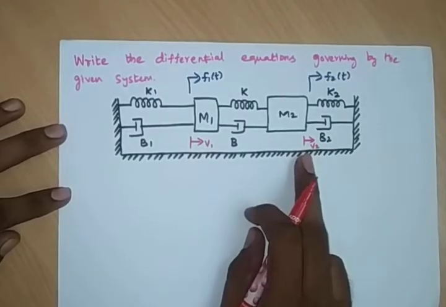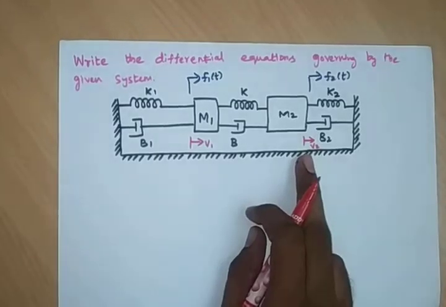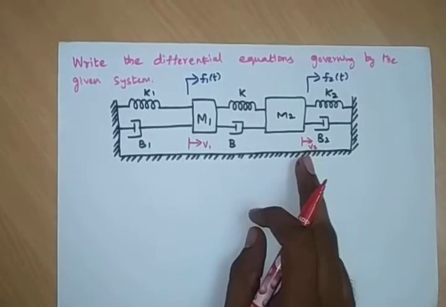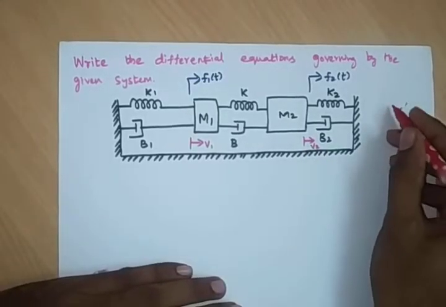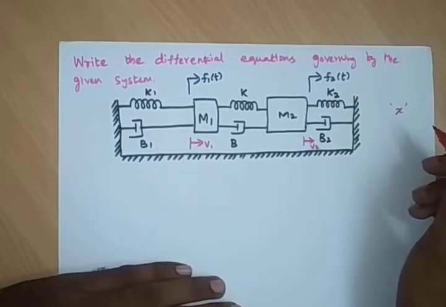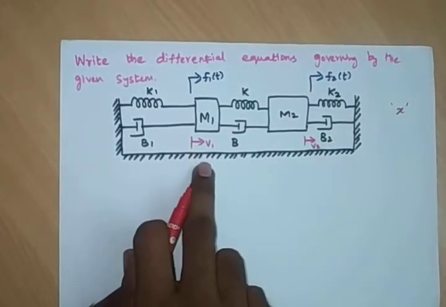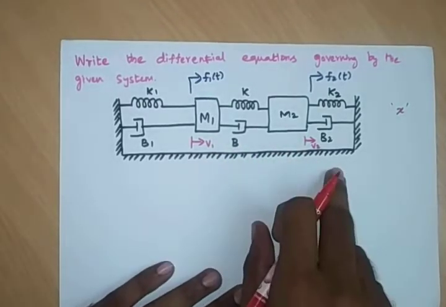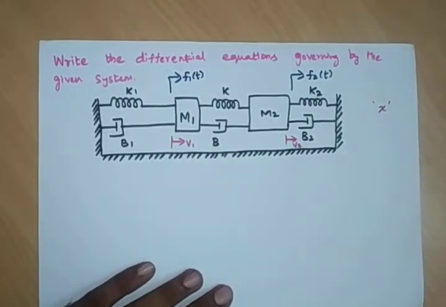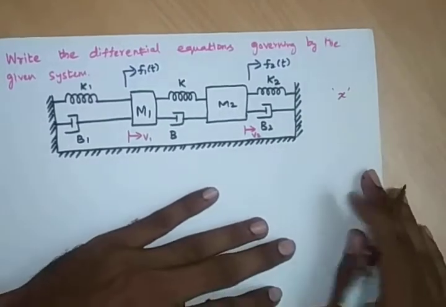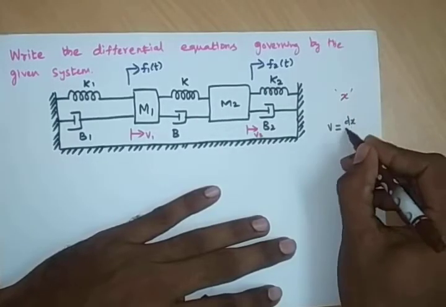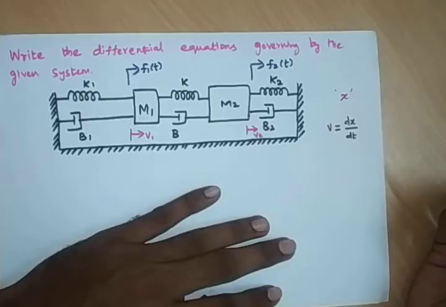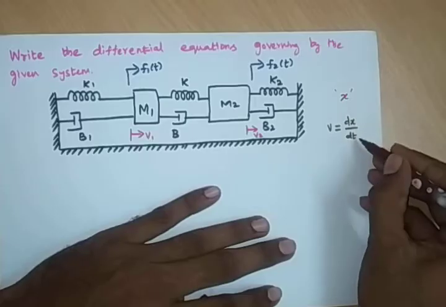Usually, problems in such mechanical systems give the output parameter as displacement x. This is the usual term, but some problems may ask for velocity as the output parameter. One thing you should be very clear about: we know that velocity is the rate of change of distance over time, I mean distance by time. So v equals dx by dt.